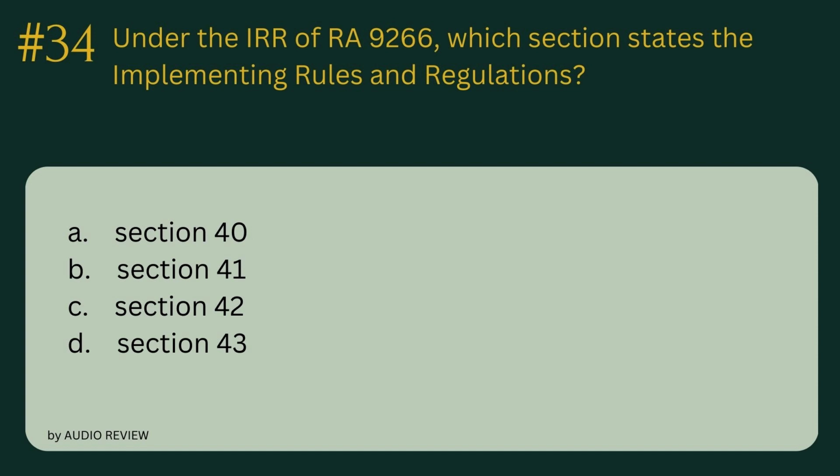Question 34. Under the IRR of RA 9266, which section states the implementing rules and regulations? A. Section 40. B. Section 41. C. Section 42. D. Section 43. The answer? It's B. Section 41. Under the IRR of RA 9266, Section 41 states the implementing rules and regulations.